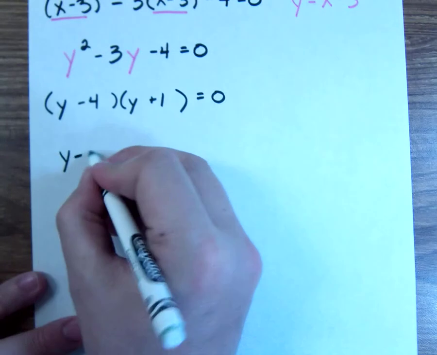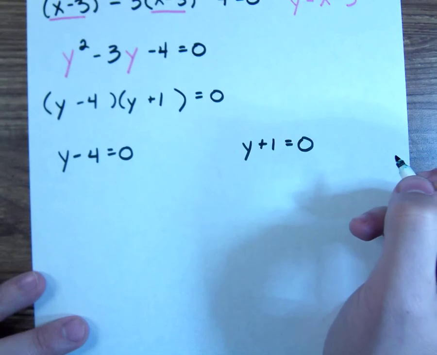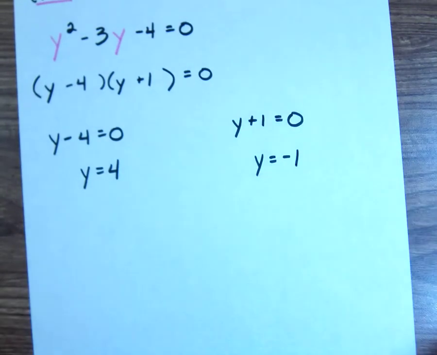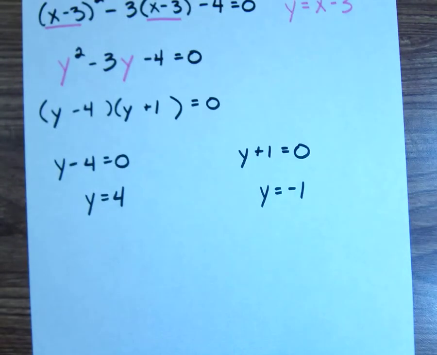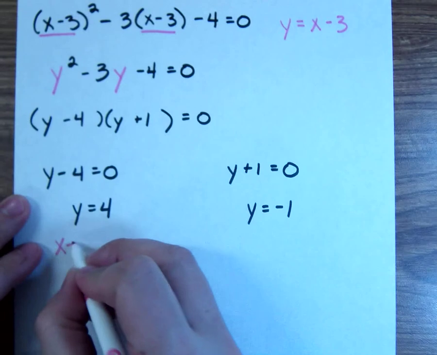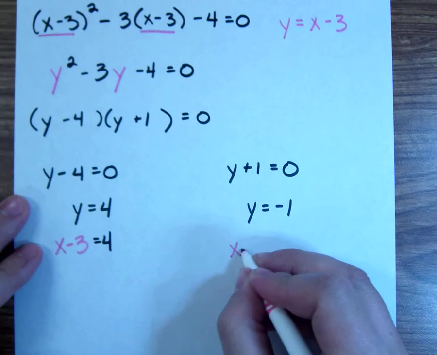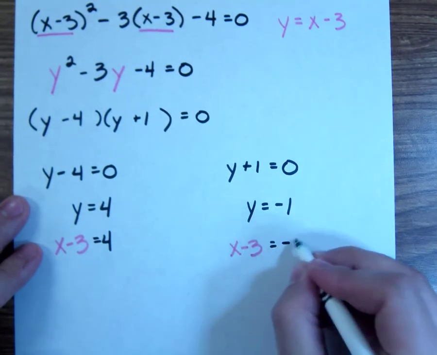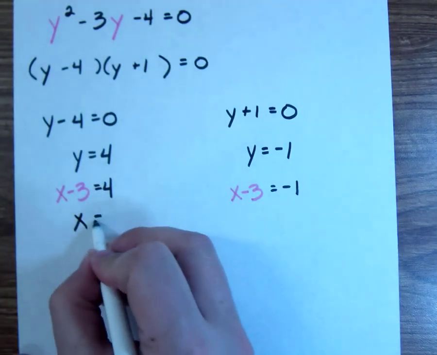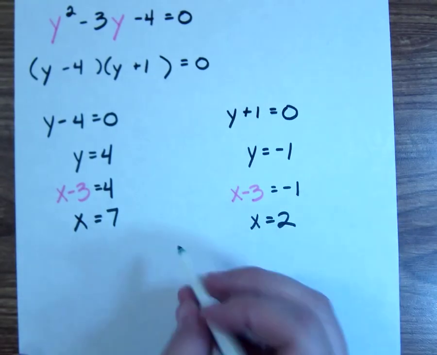So we've got y minus 4 equals 0, and y plus 1 equals 0. So y equals 4, and y equals -1. And now that we're at the very end, we're going to re-substitute. Really, it's x minus 3 equals 4, and x minus 3 equals -1. And now we'll solve these. Add 3 to both sides. And so our answers are 7 and 2.